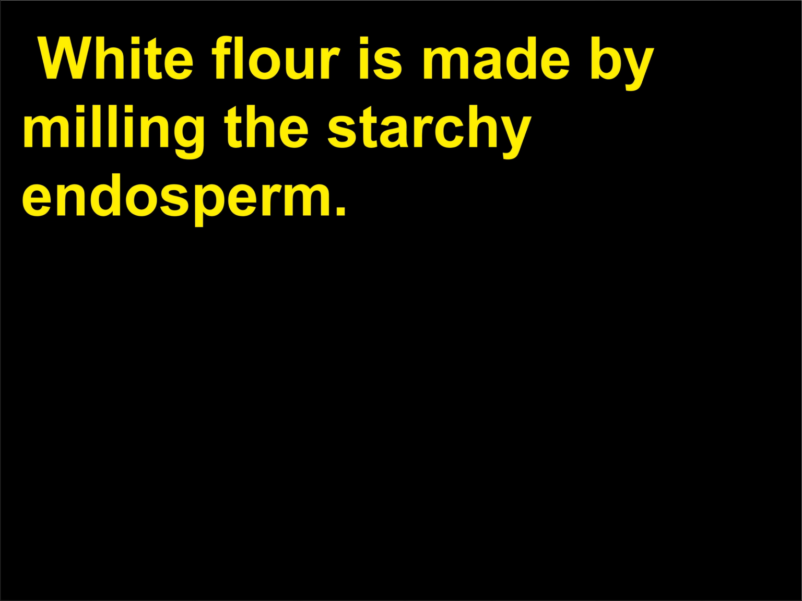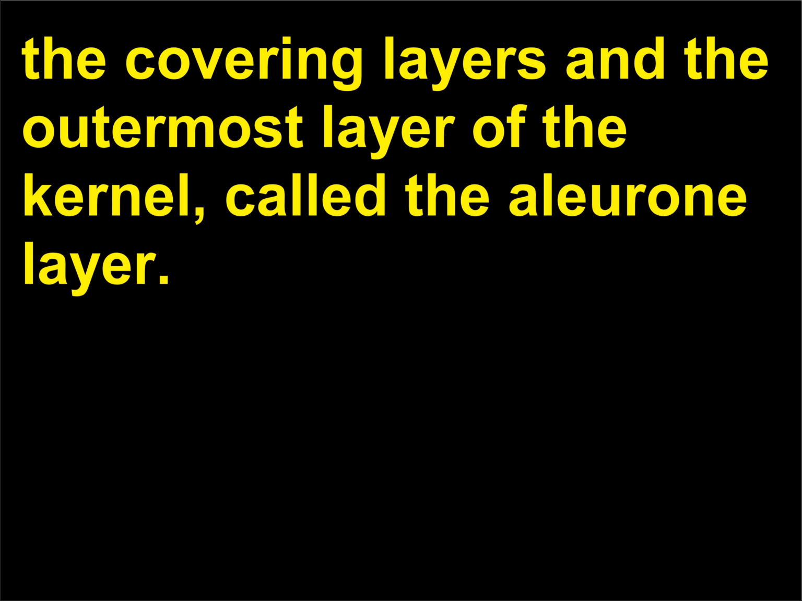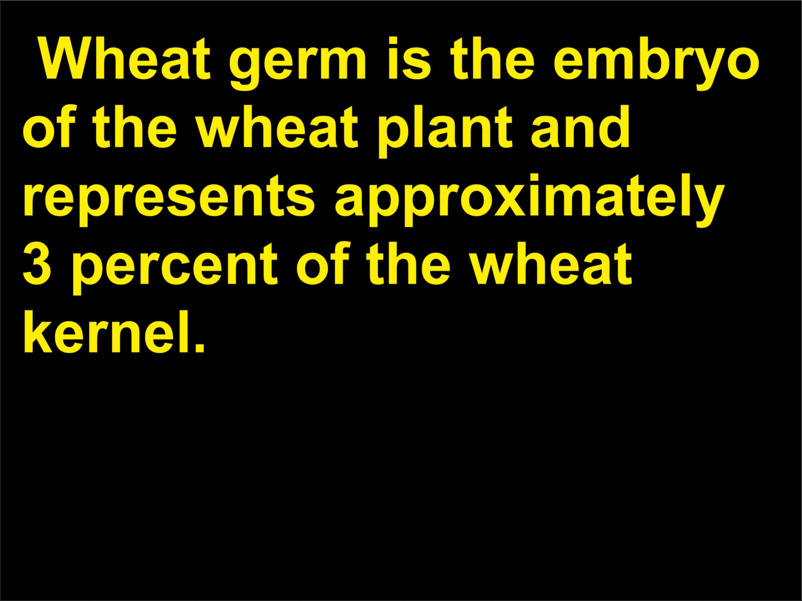White flour is made by milling the starchy endosperm. Wheat bran constitutes approximately 14% of the wheat kernel and is found in the covering layers and the outermost layer of the kernel, called the aleurone layer. Wheat germ is the embryo of the wheat plant and represents approximately 3% of the wheat kernel.